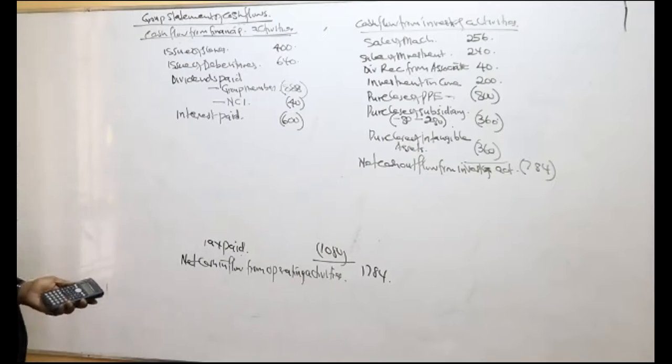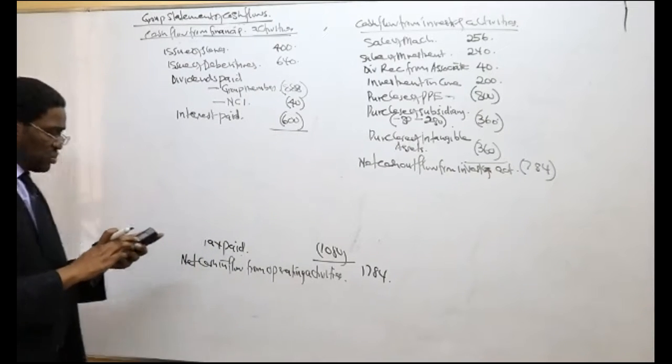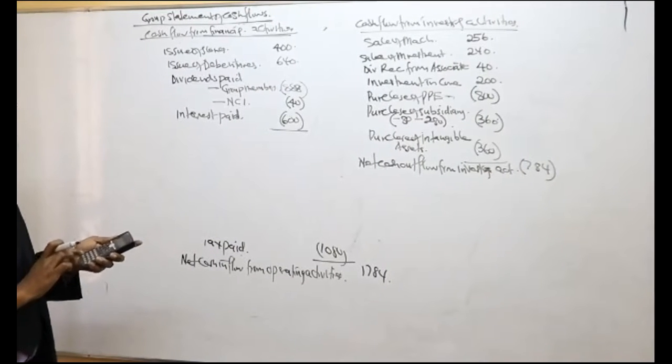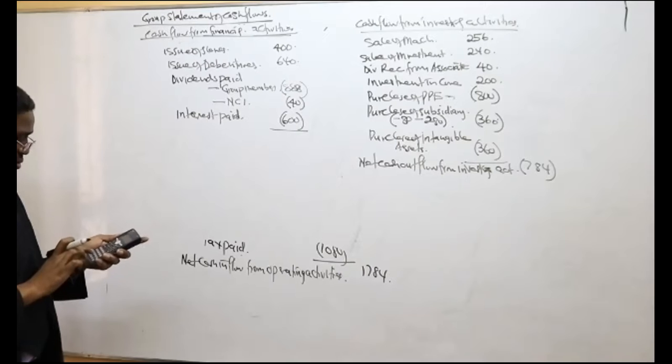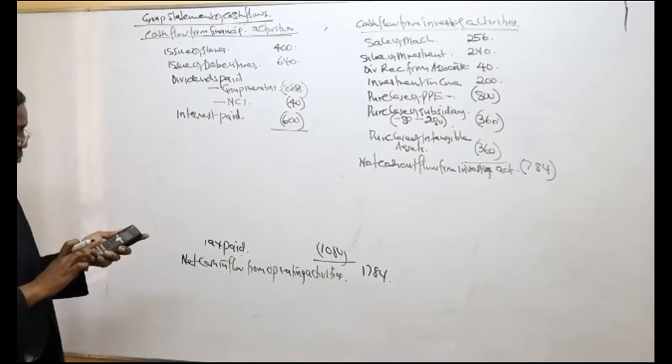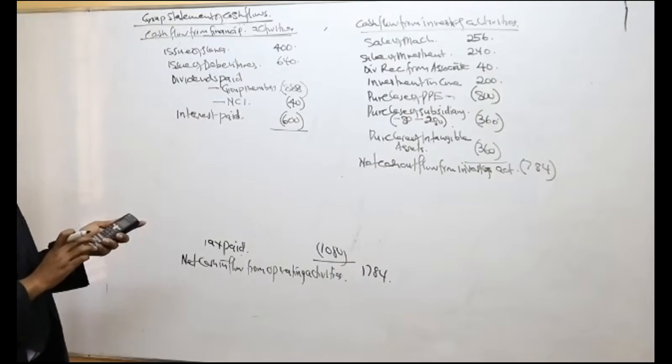So let's get the total of our financing activity items as we come to the end. This comes to 400 plus 640 minus 888 minus 40 minus 600.